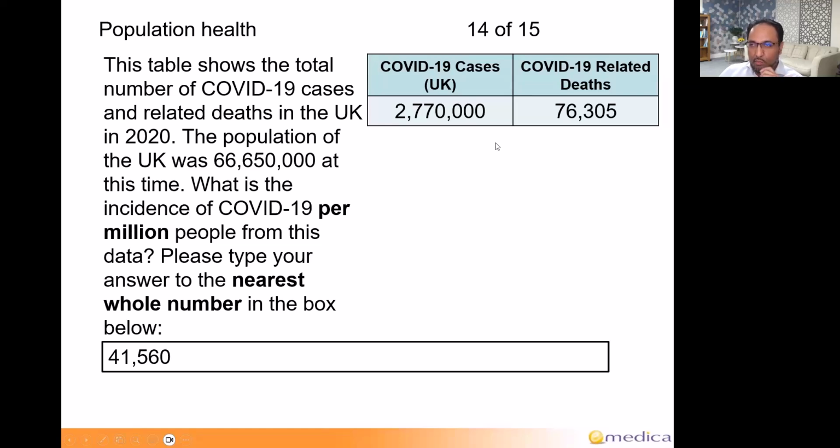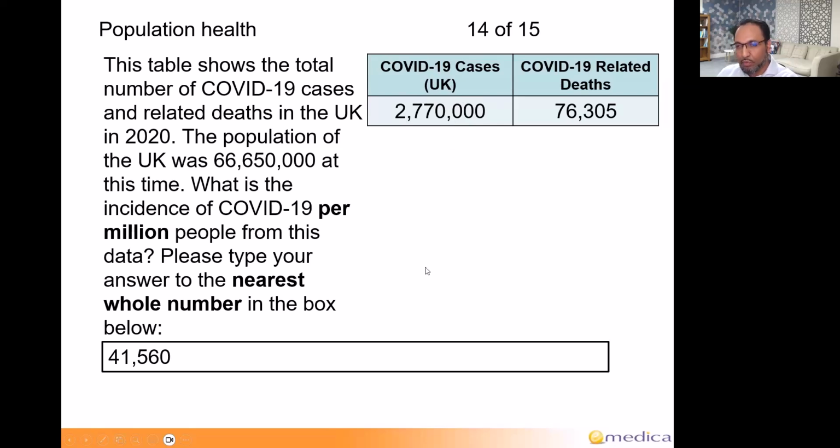Common mistakes with this. People look at this number. This number is totally irrelevant. It would be relevant if they asked for COVID-related mortality, because that's deaths, you see. It's there because there were two metrics that we were measuring, but the question didn't ask for mortality, it asked for incidence. So we care about the number of cases, the new cases. That's what we care about.